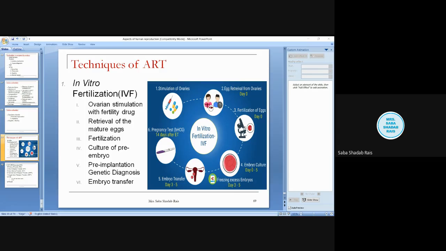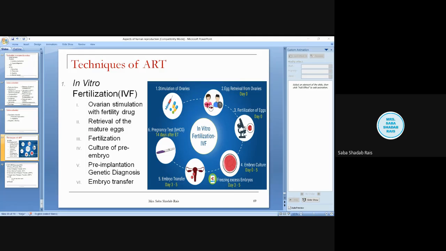There are various methods of ART, in which the first promising method is IVF. This is more commonly known as the test tube baby. You might have heard of the test tube baby, but actually no test tube is used anywhere in the whole procedure. Let us discuss the technique of IVF.